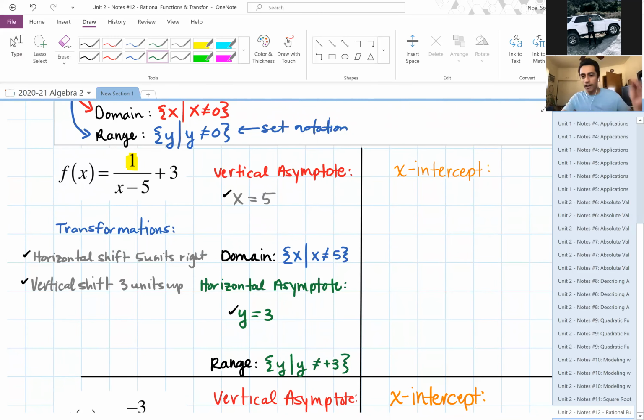Any questions up until this point? I miswrote. It should not have been negative 3. It's supposed to be positive 3 because we're only excluding this number, which is where the horizontal asymptote is. Okay, does that make sense?